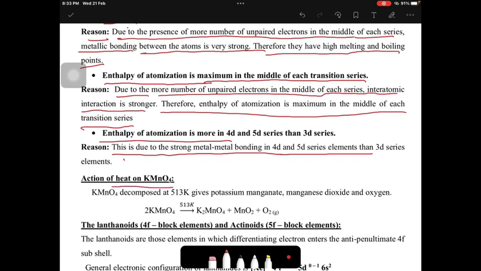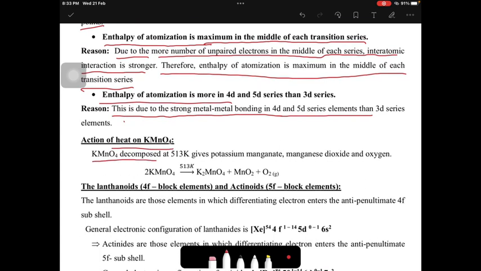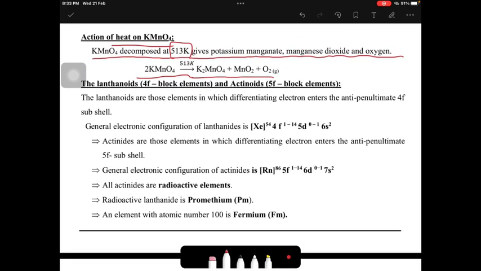Action of heat on KMnO4. KMnO4 decomposed at 513 kelvin gives potassium manganate, manganese dioxide and oxygen.